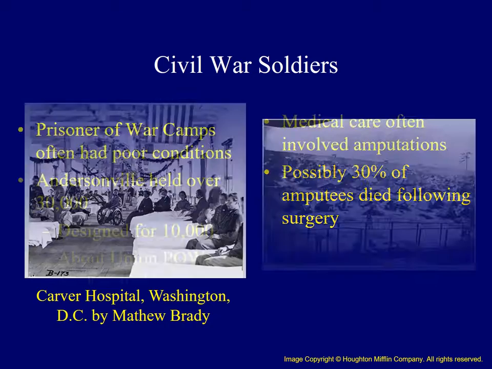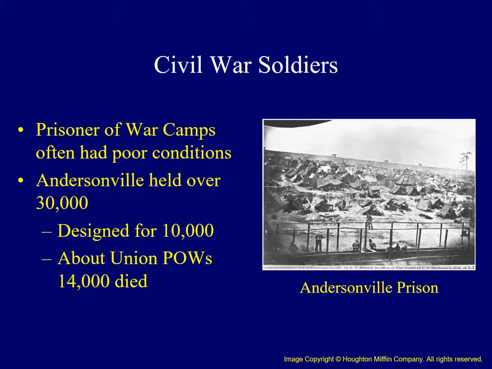Some of the worst conditions facing soldiers might be found in prisoner of war camps. The most notorious was Andersonville, located in Georgia. The facility was designed to handle 10,000 soldiers, yet by the summer of 1864, over 30,000 were imprisoned at the camp. It's believed 14,000 died at Andersonville alone during the war.